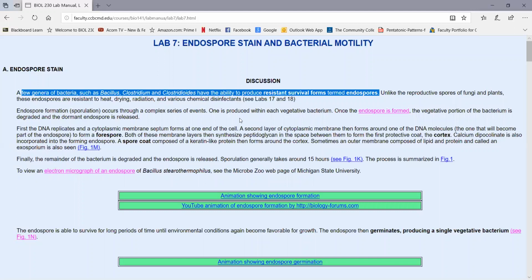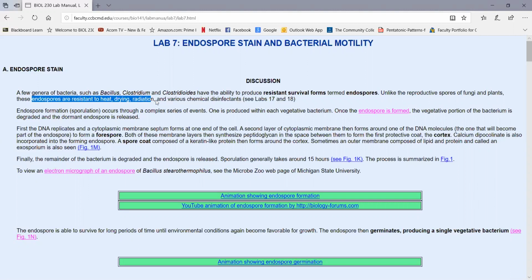And they're not reproductive, but rather survival in nature. These endospores are resistant to heat, to drying, to some radiation like ultraviolet radiation, and a variety of chemical disinfectants. The process of producing endospores is called sporulation. And we have a couple of animations down here I've included that demonstrate endospore formation or sporulation if you want to review those.